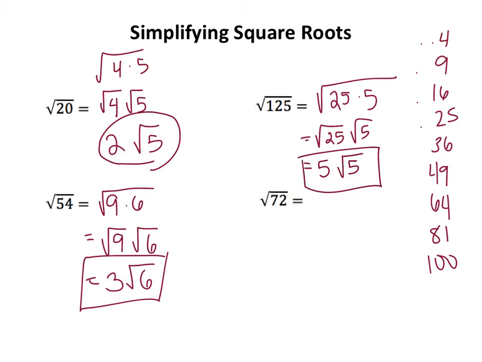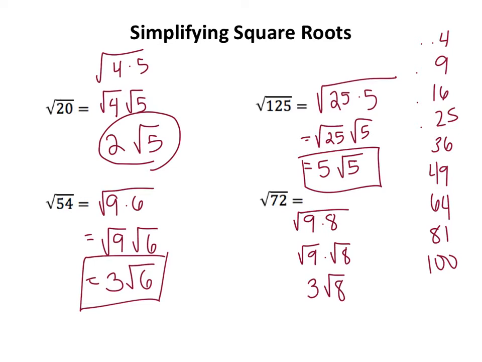Okay, I know this is also divisible by 9, so I could say this is 9 times 8. So the square root of 9 times the square root of 8. So I have 3 square root of 8. You always want to look back again to see if it's divisible by anything else.